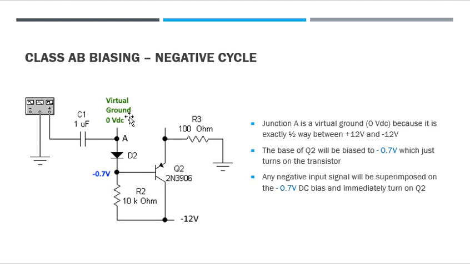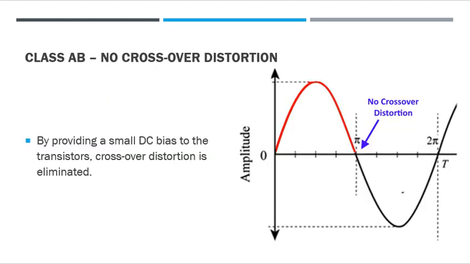When we look at the negative cycle, we have our virtual ground up here. We have a diode. This point is going to be biased to negative 0.7 volts, which will just turn on this transistor. As soon as a negative half cycle comes in, this transistor is already ready to conduct, so it'll start conducting immediately. By providing a small bias to the transistors, crossover distortion is eliminated. There's no crossover distortion here because the transistors have already been biased slightly on.